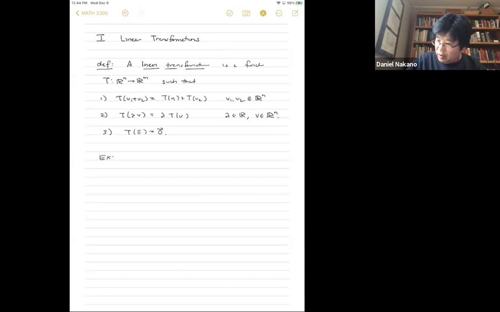So here's a classic example of a linear transformation. Suppose you have A being an m by n matrix. And so what you can do is you could let T of X be equal to A times X. So you just multiply an n-tuple on the right by A and just matrix multiply. And this gives you a linear transformation.